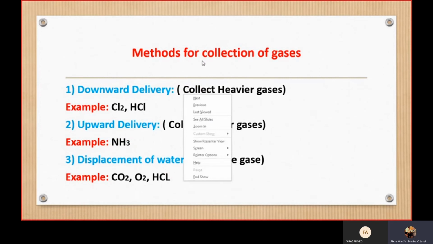Now look at this one. Second main topic which we discussed, methods for the collection of the gases. These are the three methods. Are you getting it? Yes, sir. Okay. Number one is downward delivery, that will collect the heavier gases because it is downward. It will be downward delivery and upward displacement. It will displace the air upward. We can collect the heavier gases because they will be collected at the bottom since they are heavier, like chlorine and hydrogen chloride.